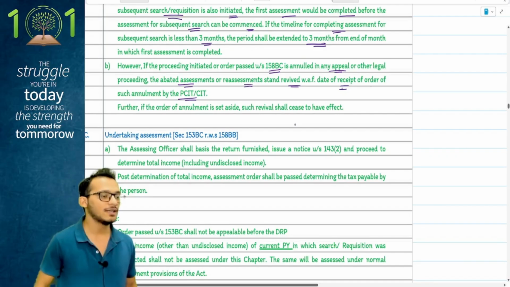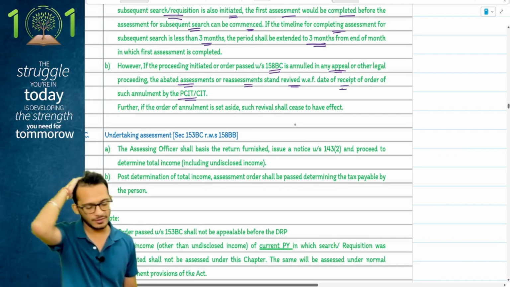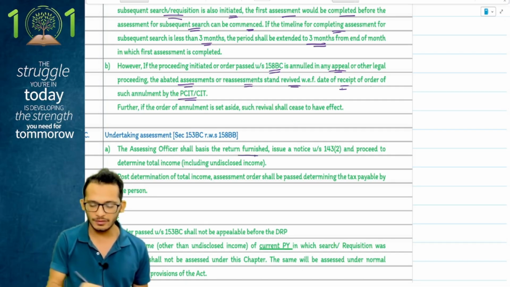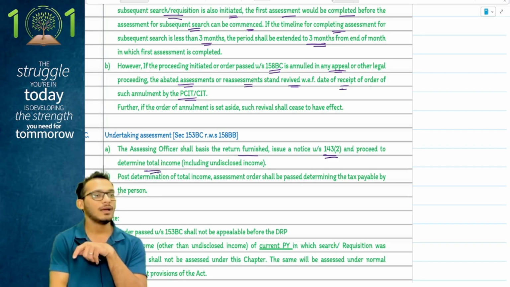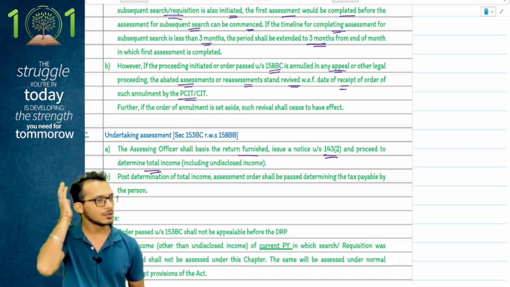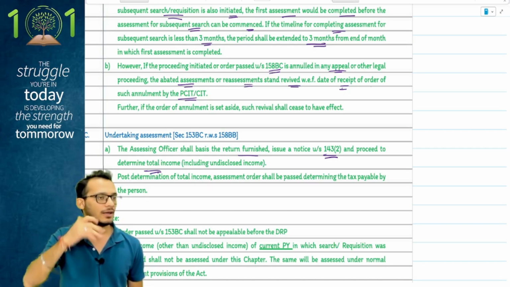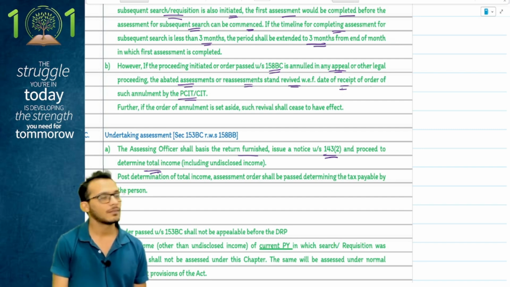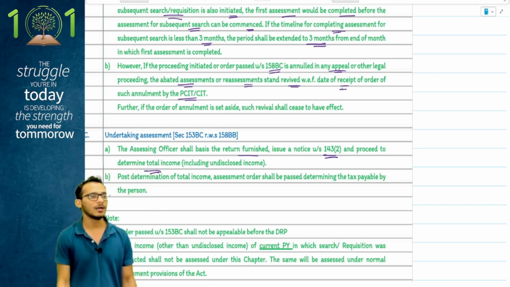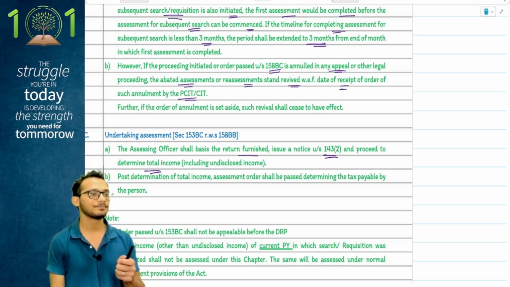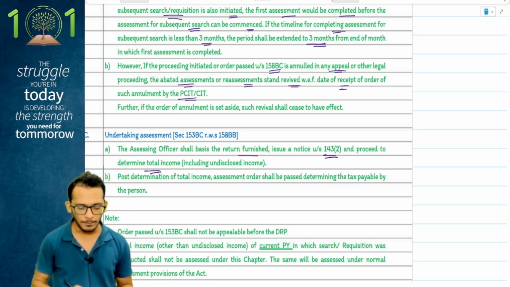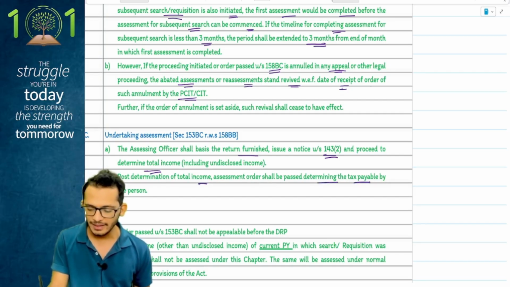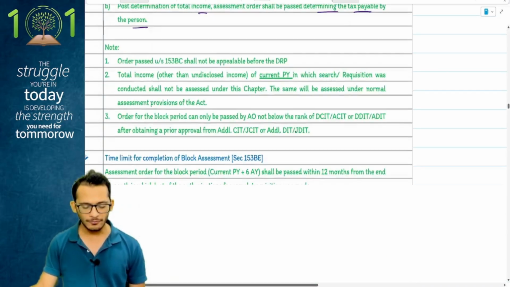Now, if I've launched the block assessment, what is the process? The Income Tax department says the assessing officer shall, on the basis of the return furnished, issue a notice under section 143(2) and propose to determine the total income, including extra income which he wants to add. If you're giving 143(2), you're technically giving notice of assessment, which means if I forget to give 143(2), the block will become invalid. Like we said, 292BB. Giving a notice, even if you give it late, is okay, but giving a notice is mandatory. Yes or no? Yes. Second, post determination of total income, the assessment order shall be passed determining the tax payable by the person. Pretty obvious. The notes are more critical.